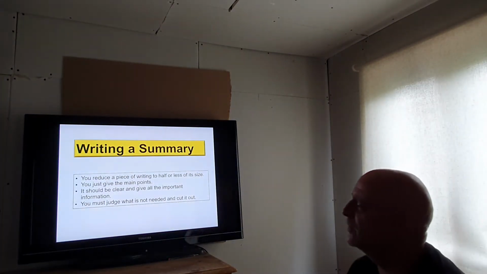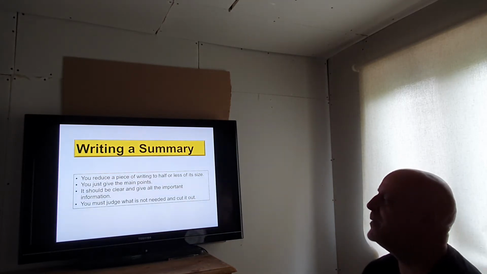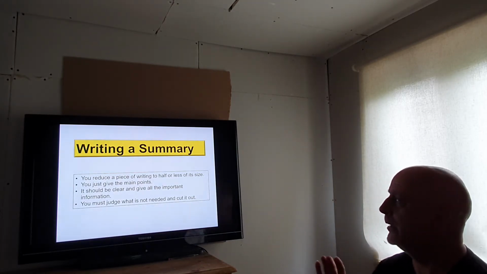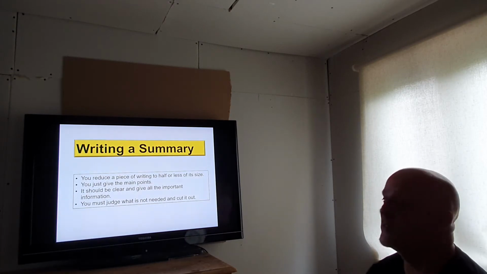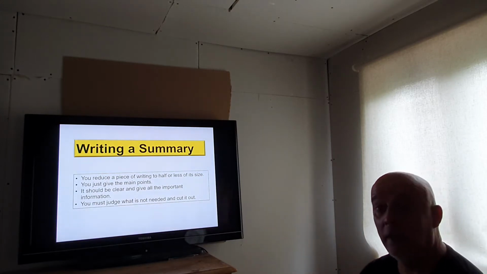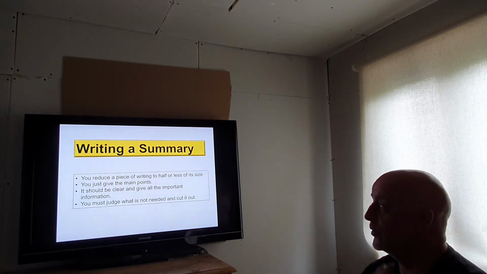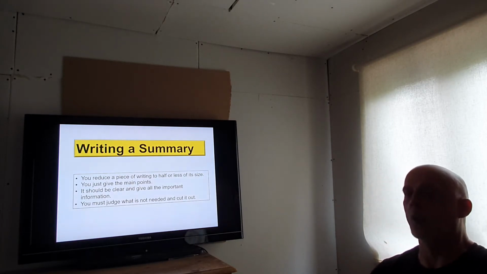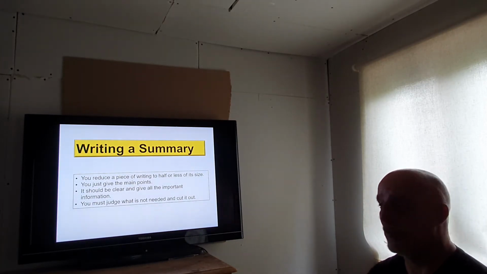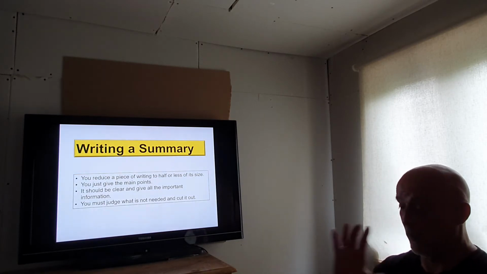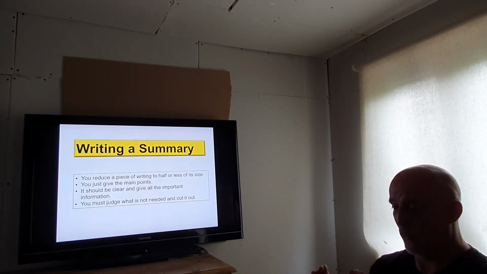So, in writing a summary, what you're aiming to do is to reduce a piece of writing to half or less of its size. So it could be a half, preferably about a third, so you're reducing it. In that summary, you just give the main points of what's said there. So you miss out all the extra bits. The summary should, however, be clear and it should give all of the important points. But it's up to you to judge what's needed and what's not needed, and then you cut out what's not needed. It's almost like boiling something down, so you've got the bits that you need.